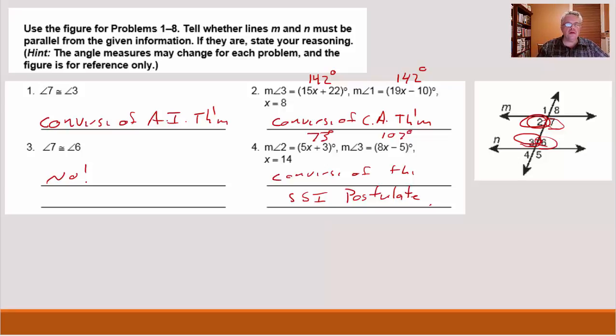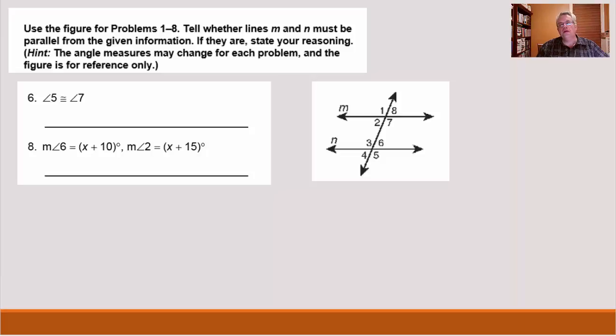All right, 2 more examples here. So what if this is the same diagram, kind of continuing the same thing. What if 5 is congruent to 7? 5 and 7 are corresponding angles, and if corresponding angles are congruent, the lines are parallel. And that would be the converse of the CA theorem.